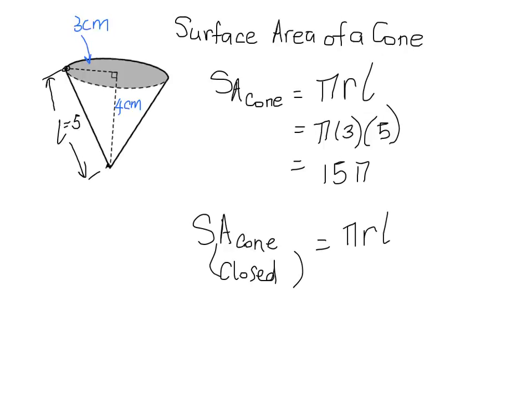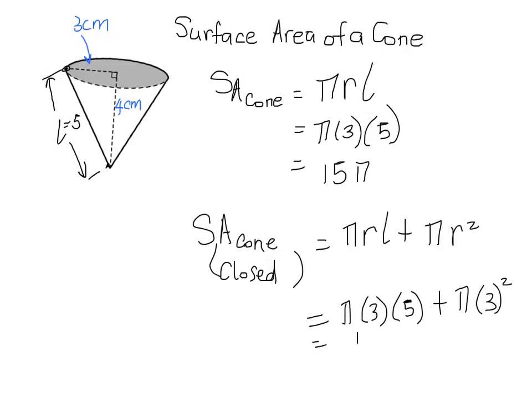So it's pi r L plus pi r squared. Now, that would give us pi times 3 times 5. Pi r L is 3 and 5, plus pi 3 squared. That's 15 pi plus 9 pi, which gives us 24 pi. And in this case, our units are centimeters squared.